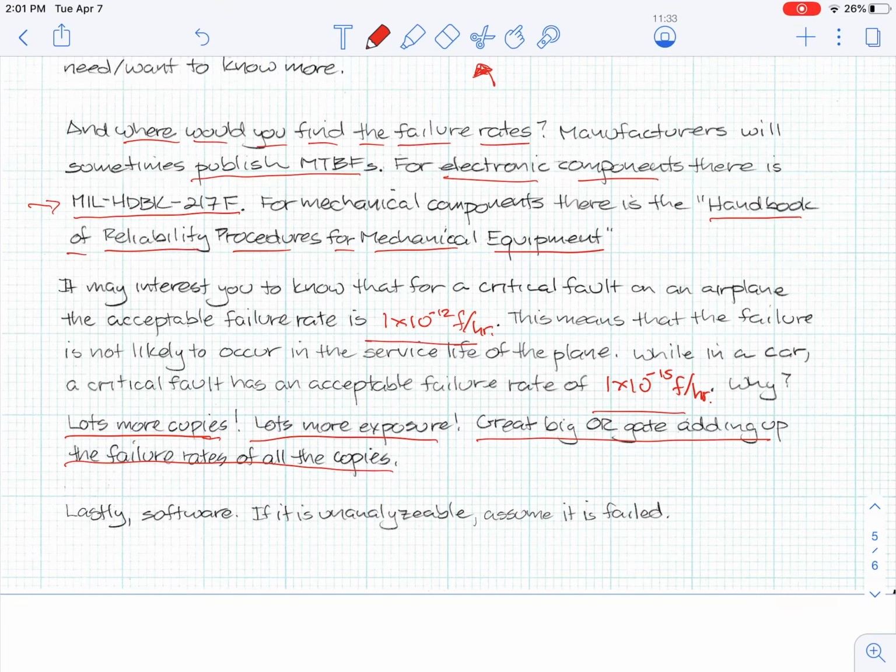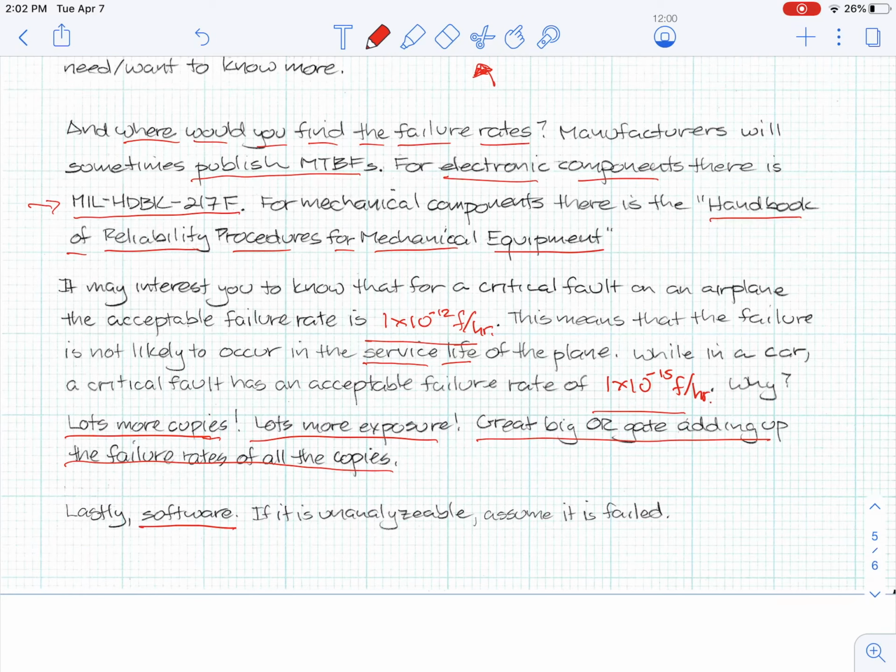The critical thing about the airplane failure rate and the automobile failure rate is that engineers try to design such that that failure will not occur in the service life of the plane or the automobile. And so that critical fault is designed out of the service life of that automobile.